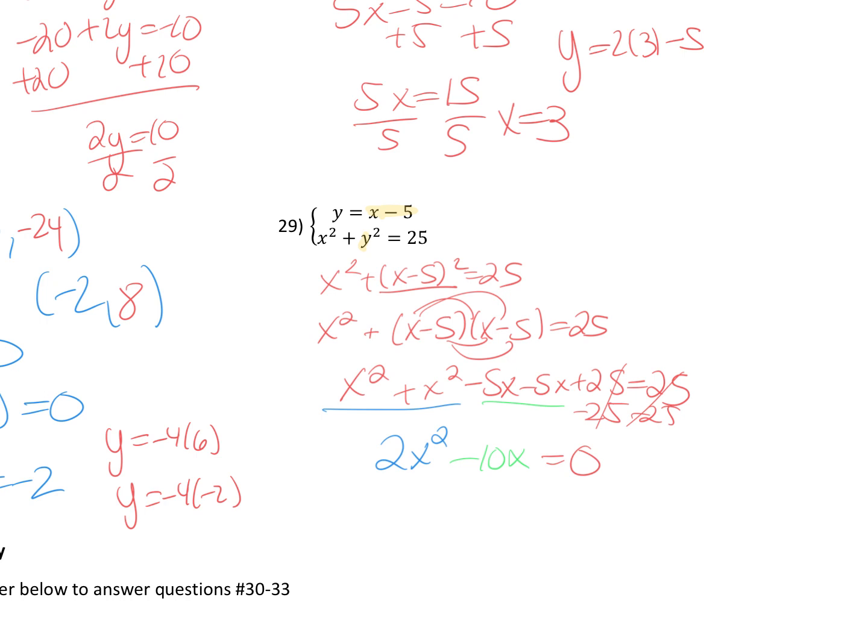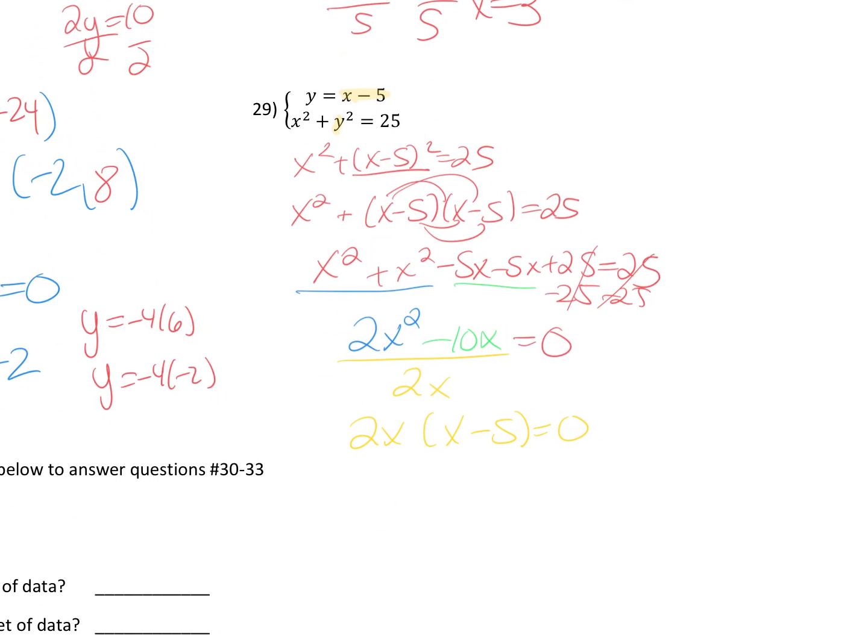So to factor this, I'm going to take out a GCF of 2x, which means my two solutions are that x is 0 and that x is 5. And then when I go to plug those back in, 0 minus 5 is negative 5. 5 minus 5 is 0. So those will be my two solutions.